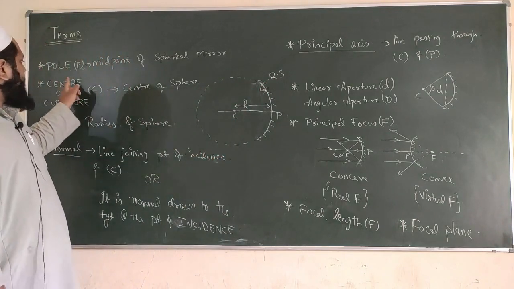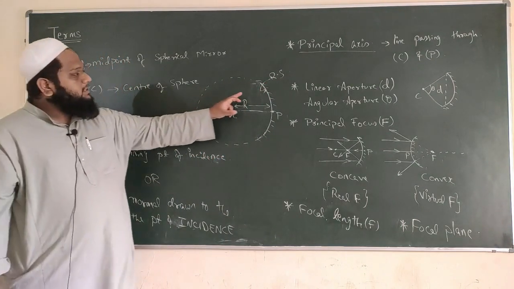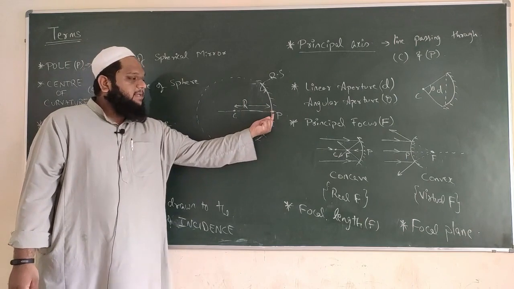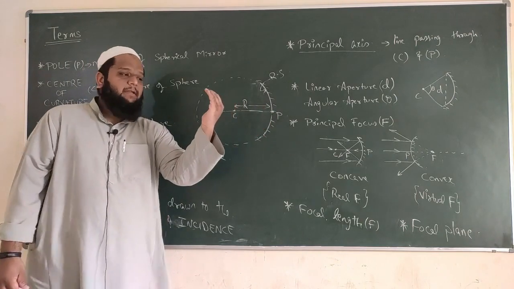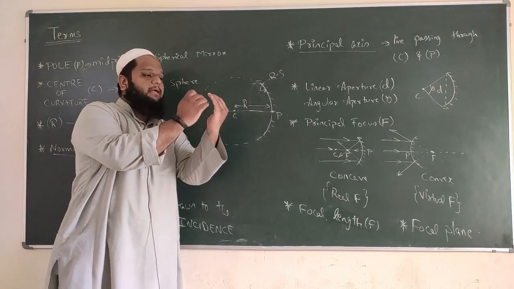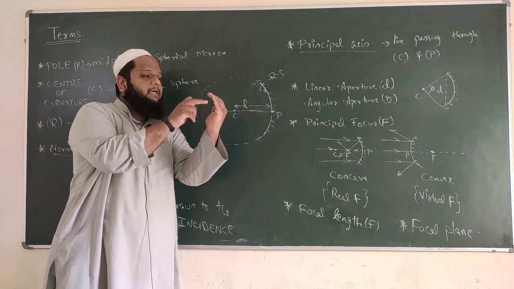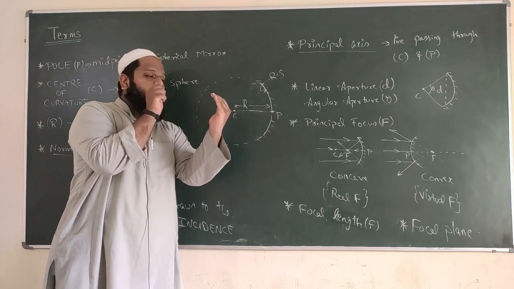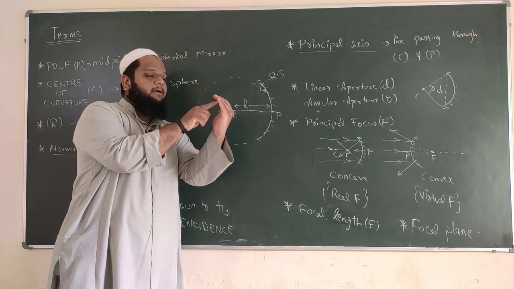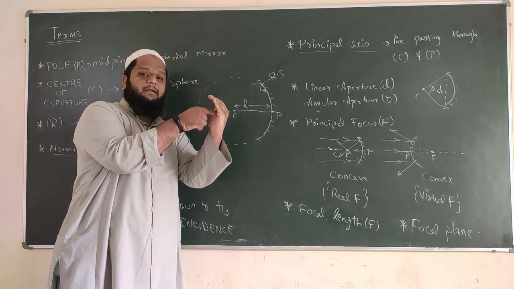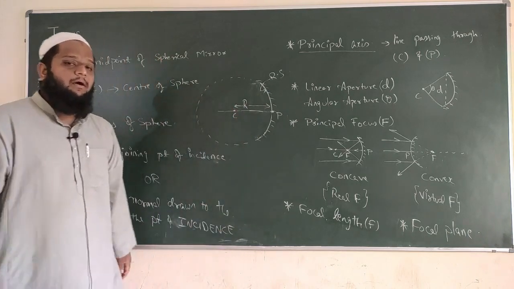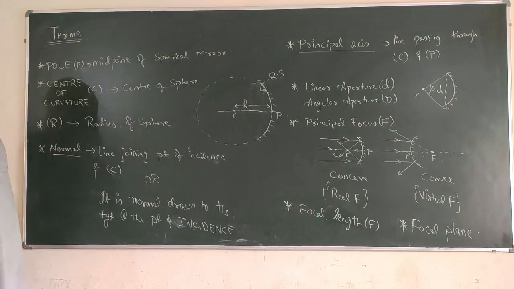Coming to the first term, what do you mean by pole? Pole is the midpoint of the spherical mirror. I have written it as P. So when you have a spherical mirror, this is the whole mirror that is there. This is your reflecting surface. The midpoint of this reflecting surface, if it is from here to here, you will just find that it will be somewhere over here. This is called the pole of your spherical mirror.